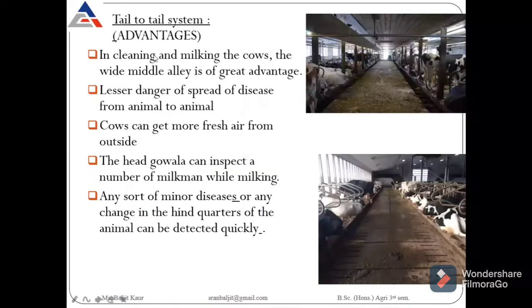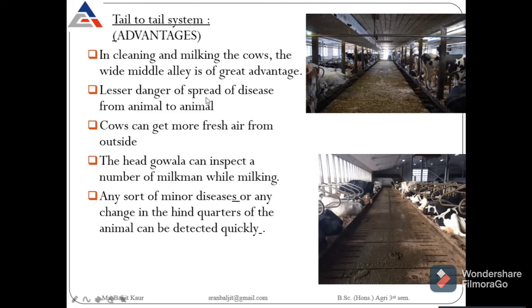The next system is tail-to-tail system. Tail-to-tail system means the tails of the cows will face each other and the heads will be outside. The tails will be inside, the heads will be on the outside, and the mangers will also be on the outside, right? So what are the advantages of tail to tail system? In cleaning and milking the cows, the wide middle alley is of great advantage. When we have to clean the cows, this middle pathway is a great pathway, so it will be easy to clean all the cows.